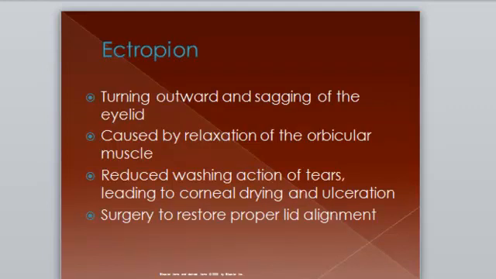The other one is ectropion. It's turning outward and sagging. So remember, entropion, ectropion, EC, turning outward and sagging of the eyelid, and that's usually caused by relaxation of the orbicularis muscle. There's reduced washing action of tears leading to corneal drying, and that can lead to corneal ulcerations. And surgery is the proper way to restore lid alignment.